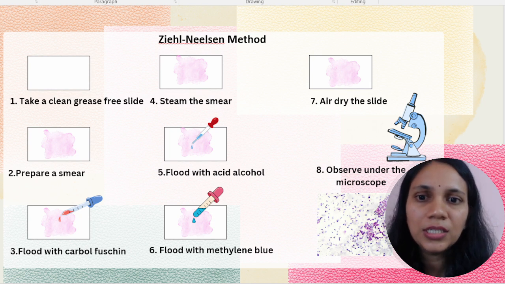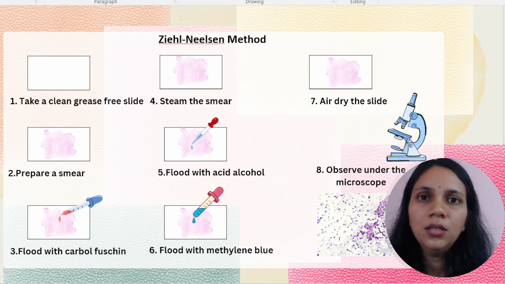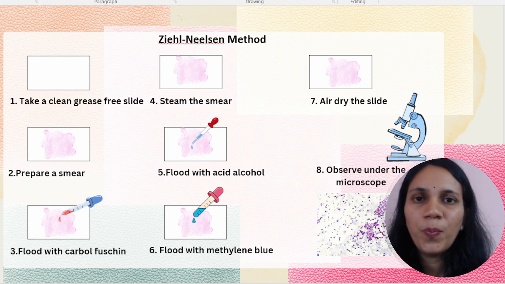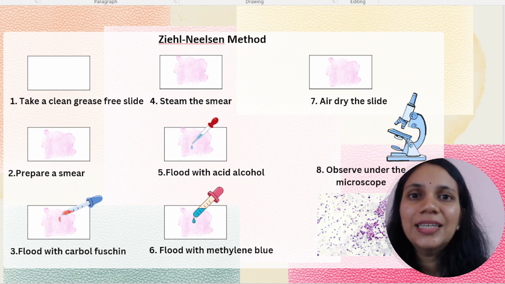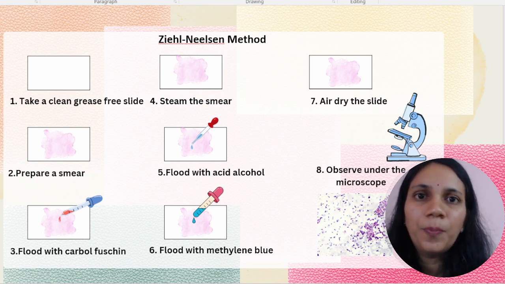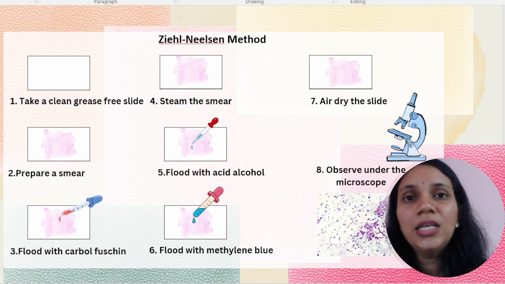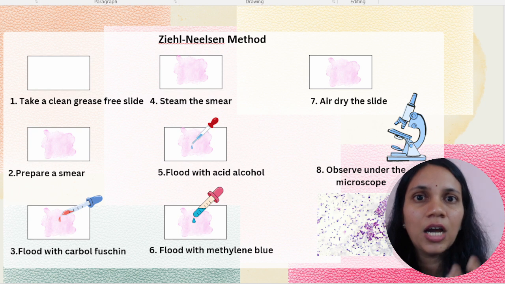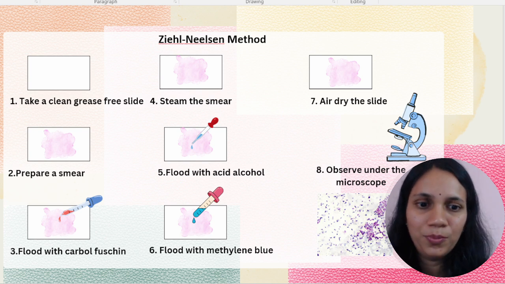So after this it is nicely and gently washed, blown dry and blotted dry, and observed under the oil immersion microscope. We are supposed to see a colored combination of pink and blue. Suppose it's a mixed culture, because we know acid fast bacteria are going to appear pink because they want to retain the carbol fuchsin, whereas in the non-acid fast bacteria, the carbol fuchsin will be oozed out by the acid alcohol, and they will take up the counter stain, that is methylene blue.